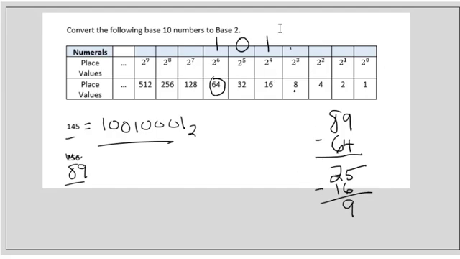So I've got 9 left to deal with. The next place value is 8s. Can I get an 8 in? Yes, I can get one 8. So I'm going to subtract 8. And I have 1 left. So if I have 1 left, I can get no 4s, no 2s, and one 1. So 89 in base 10 is 1011001 base 2.